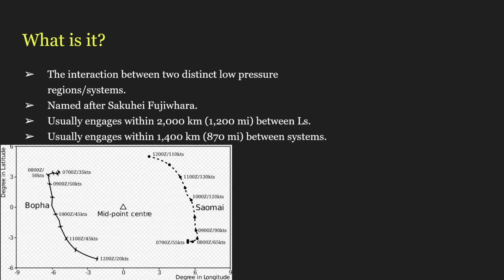Between just low pressure systems, it usually engages when the pressure regions get within 2,000 kilometers, that is 1,200 miles, of each other, and is actually a shorter distance because they're a little bit more condensed with tropical storms. That means tropical storms of any kind: cyclones, very intense cyclonic storms, hurricanes, the like. They usually engage within around 1,400 kilometers or 870 miles between each other.